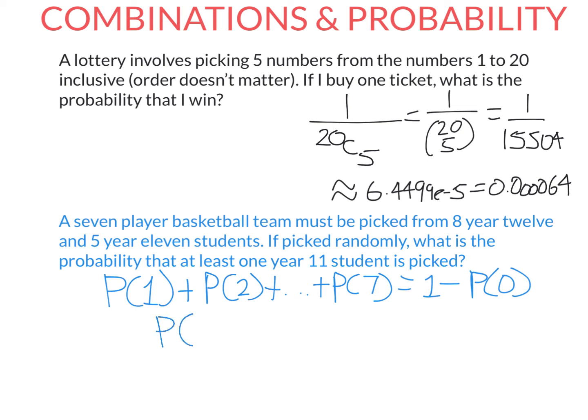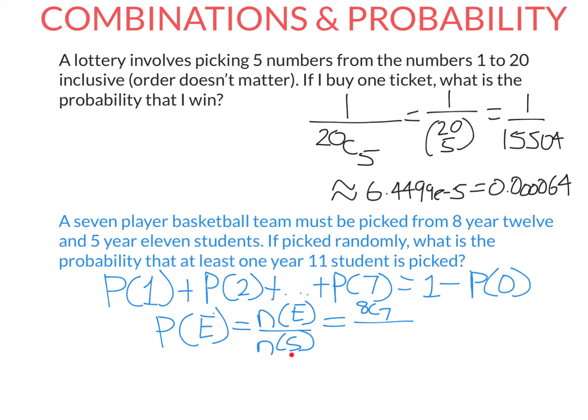Well, the probability of an event, the basic formula you learned in year 7, is just the number of ways the event can occur over the total number of outcomes. n(S) means number in sample space. So how many ways can I pick this team with no year 11 students? Well, if there are no year 11 students, that means that the 7 players picked are all year 12 students. So how many ways can I pick all 7 players year 12? Well, there's 8 year 12s to choose from, and I'm choosing 7.